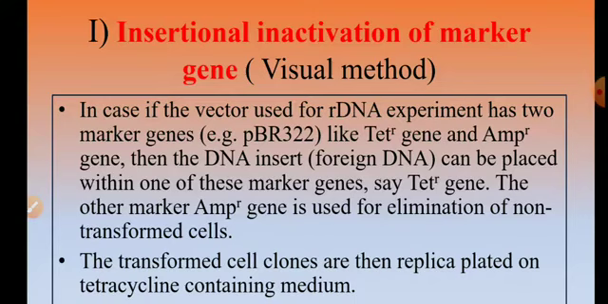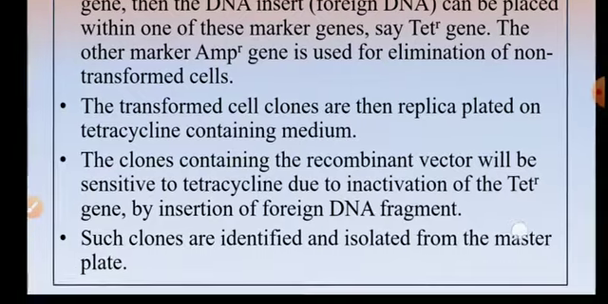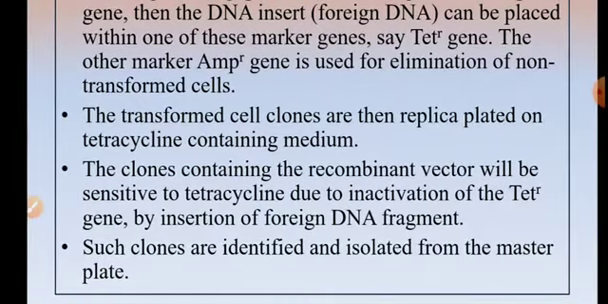And suppose the foreign DNA to be cloned, say the insulin gene, is placed inside the tetracycline resistance gene. That means the tetracycline resistance gene is disrupted, it is broken by restriction enzyme, and within this gene the foreign gene to be cloned is inserted. The other marker gene, that is ampicillin resistance gene, is intact. It helps you in elimination of non-transformed cells. Okay. Now, the transformed clones are replica plated on tetracycline containing medium.